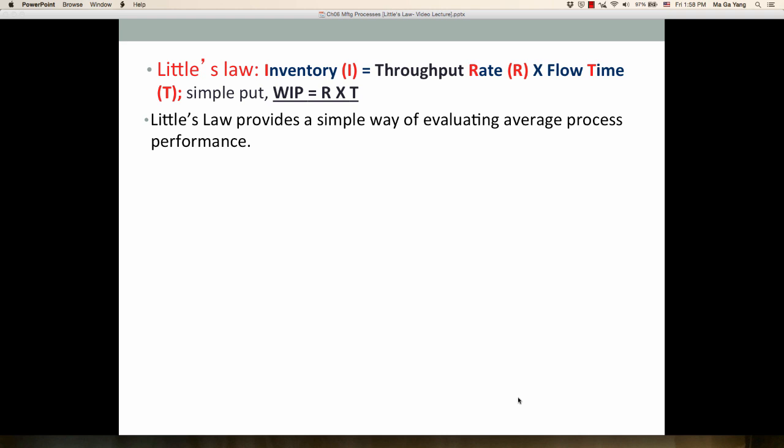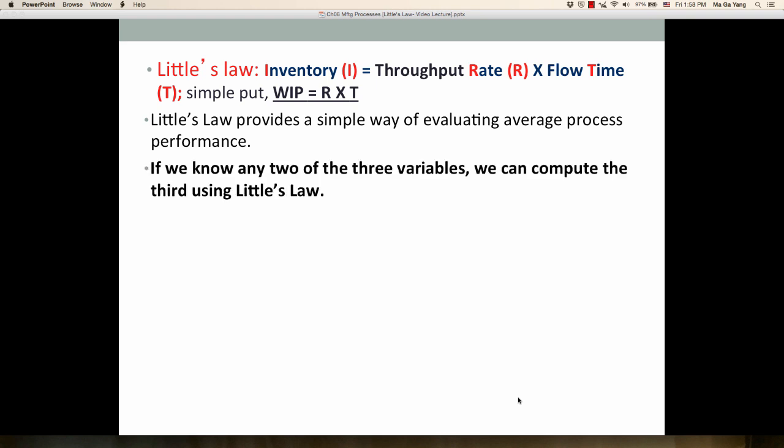Little's Law provides a simple way of evaluating average process performance. But what makes Little's Law powerful is that if we know any two of the three variables, we can compute the third using Little's Law.